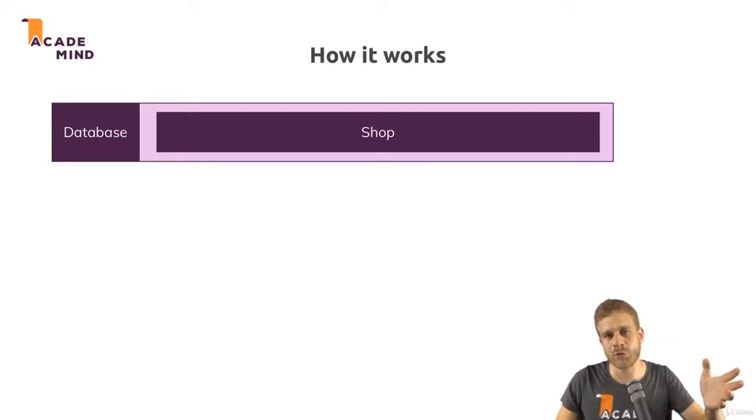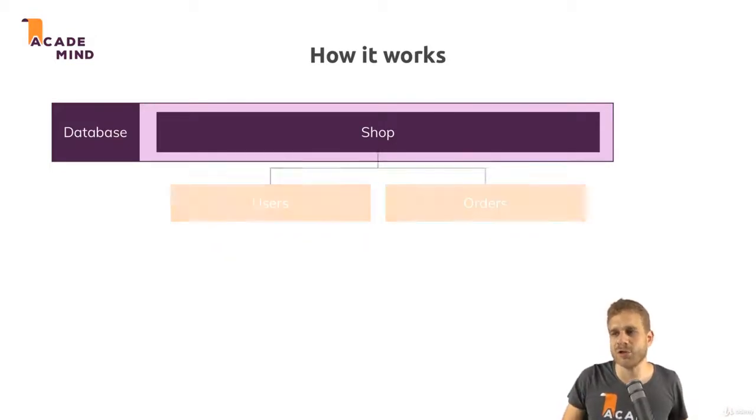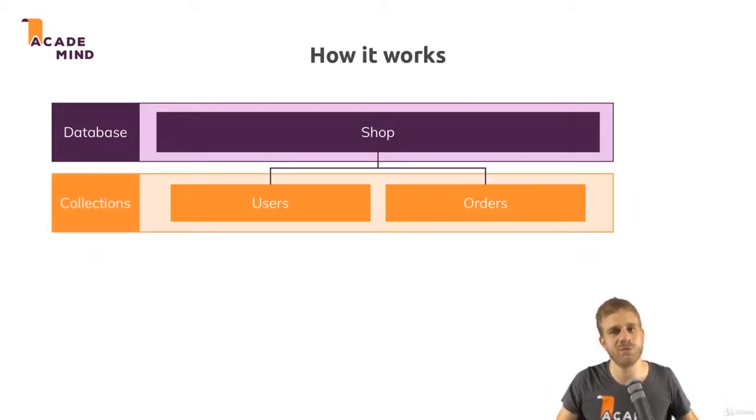In the MySQL world, we also have databases, and in such a database, we would have tables. In MongoDB, we have so-called collections. So in our shop, we might have a users and an orders collection. We probably would also have a products collection, but this is just an example, of course. So we have these collections inside our database, and you can have multiple databases and multiple collections per database.